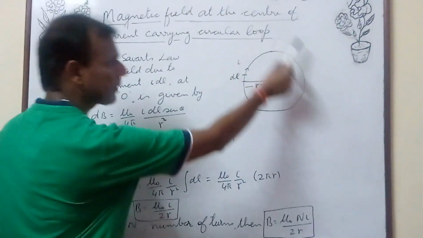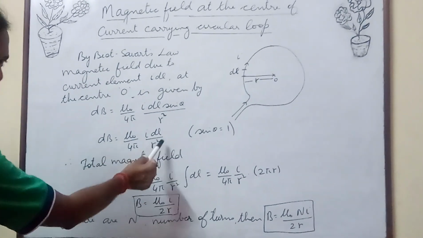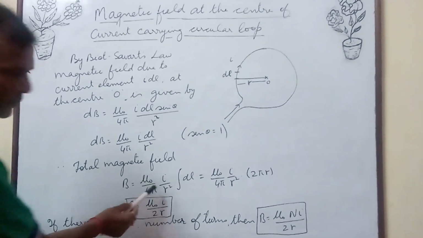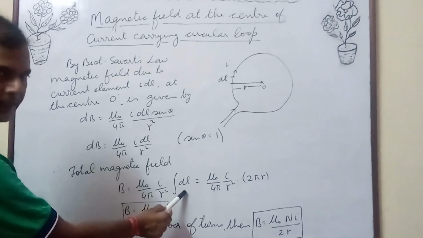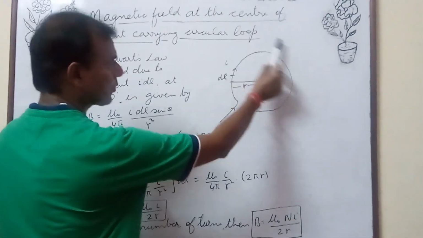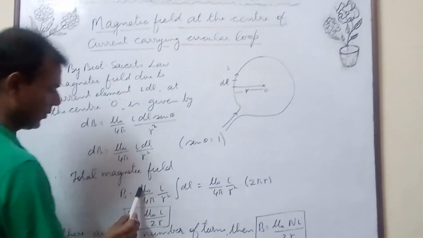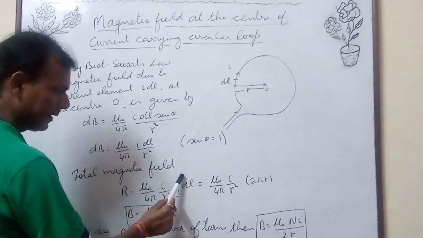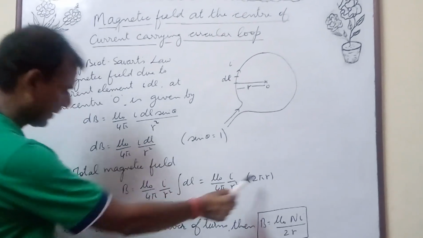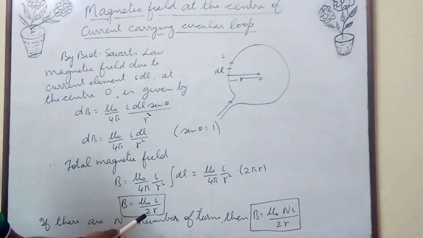What we want? We want total magnetic field. We will integrate it. Therefore total magnetic field, integrating both sides, B is equal to mu naught upon 4 pi, I upon r square is constant. So I am taking it out. Integration of dl. Now integration of dl is L, length of this total loop. If radius is r, so what is total length? It is 2 pi r. Mu naught upon 4 pi I by r square, integration of dl is L. Length is how much? 2 pi r. Okay. So thus we get the formula B is equal to mu naught I upon 2r.